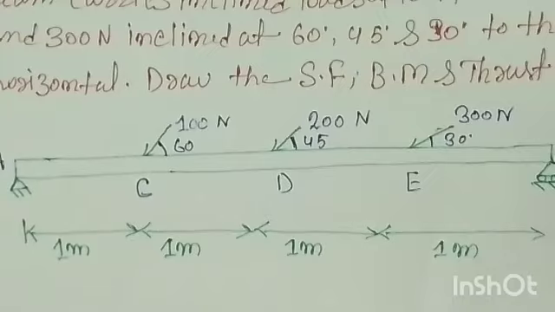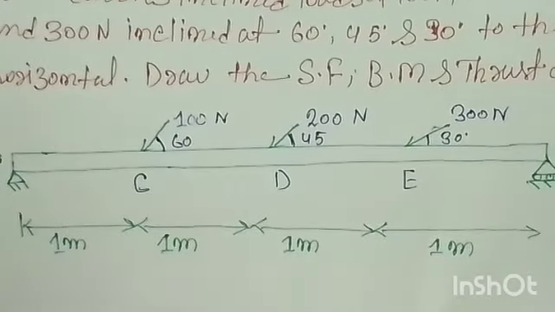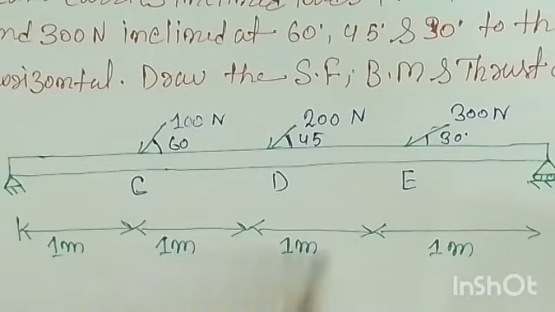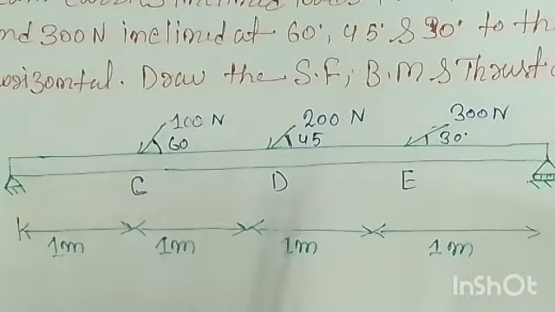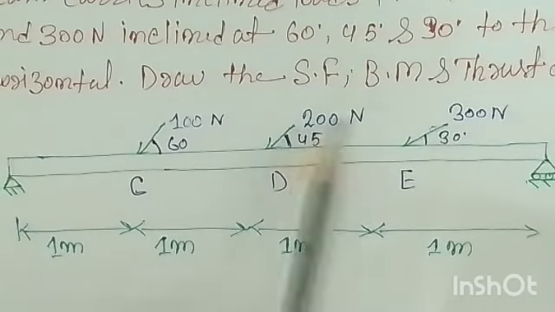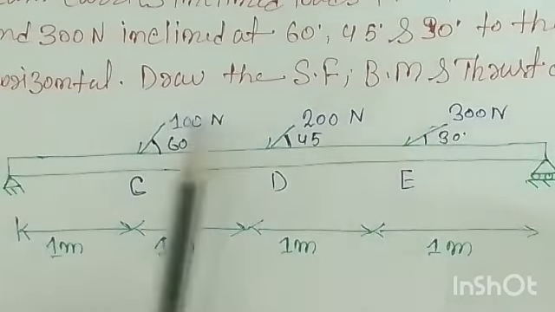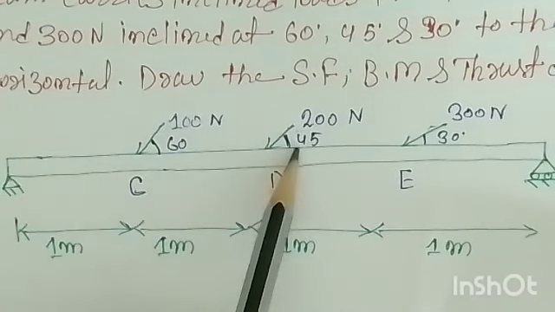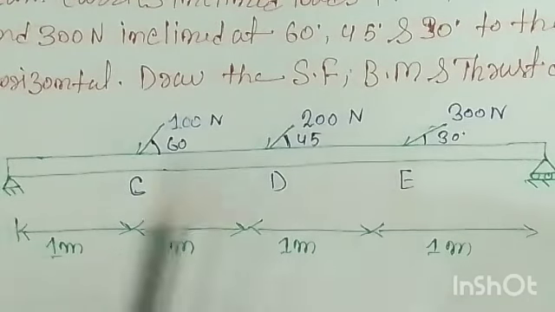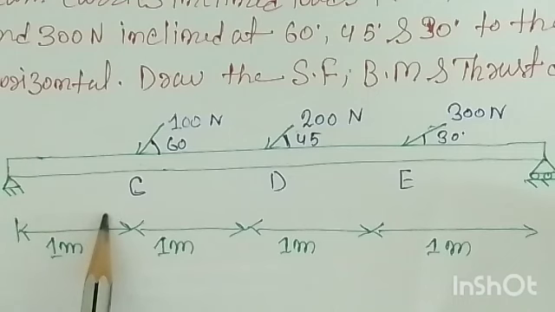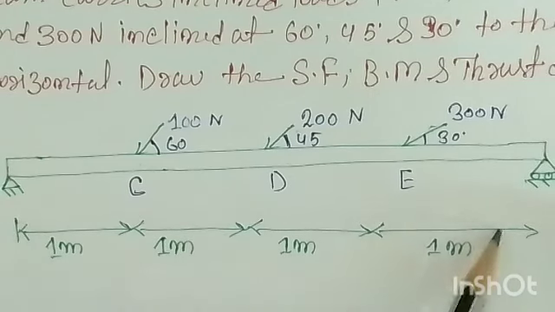You can see the beam is shown in the figure. One beam is there whose length is 4 meters, and the beam is named A and B. Three loads are acting: 100 Newton, 200 Newton and 300 Newton. These three loads are inclined to the horizontal at 60 degrees, 45 degrees and 30 degrees, at the points C, D and E. The distances between each of these forces are 1 meter, 1 meter, 1 meter and 1 meter.